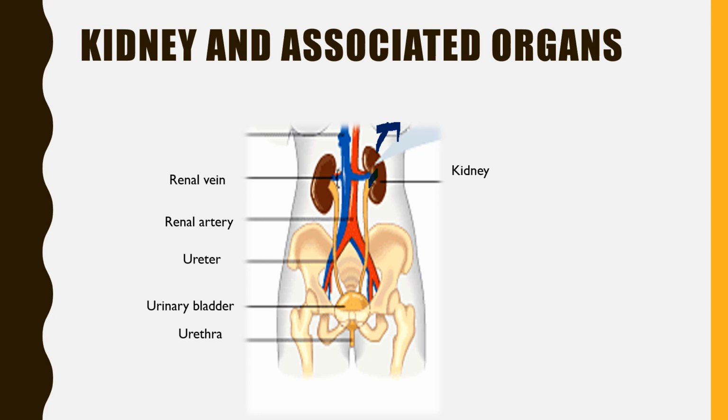accumulated by filtering units called nephrons, and they go into the tube which is called the ureter. There are two ureters arising from each kidney, and they come and join in a bladder which is called the urinary bladder. When the urinary bladder becomes full, the contents are removed out through the urethra.